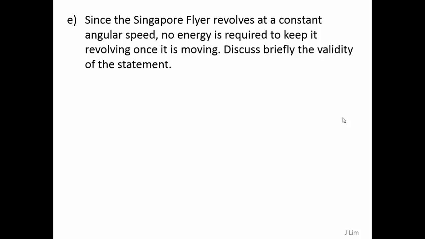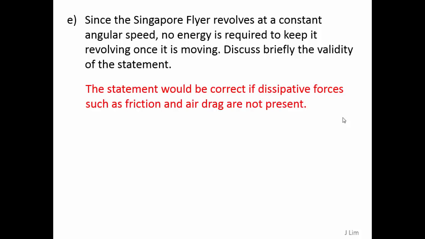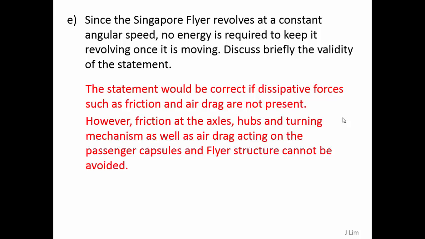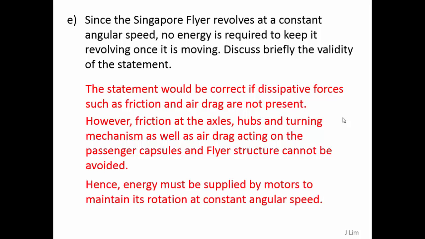Since the Singapore Flyer revolves at a constant angular speed, no energy is required to keep it revolving once it is moving. Discuss briefly the validity of the statement. The statement will be correct if dissipative forces such as friction and air drag are not present. However, friction at the axles, hubs and turning mechanism, as well as air drag acting on the passenger capsules and Flyer structure, cannot be avoided. Hence, energy must be supplied by motors to maintain its rotation at constant angular speed.